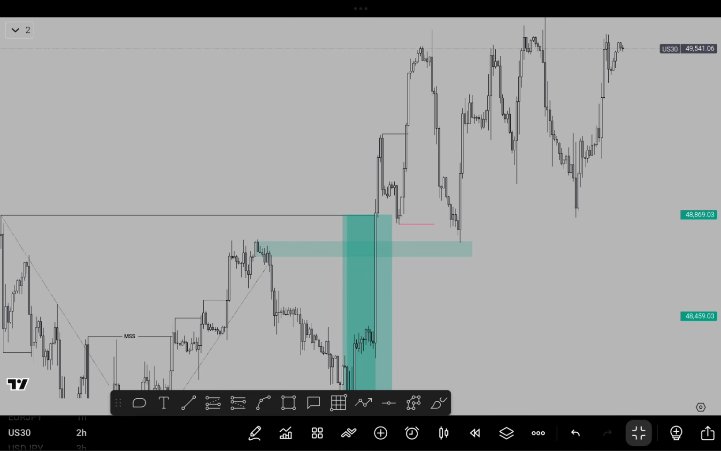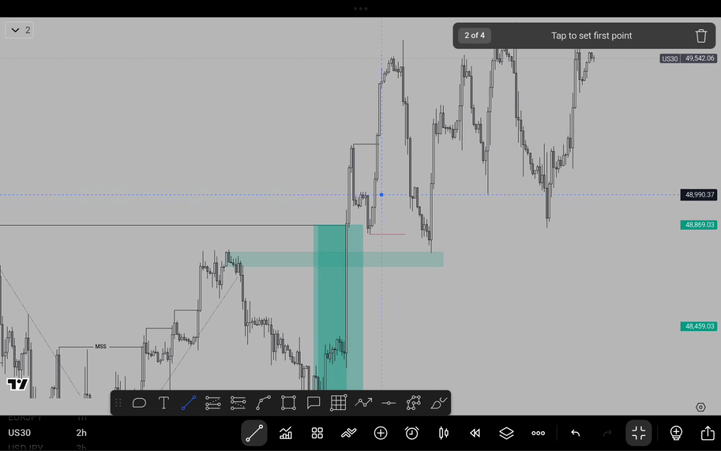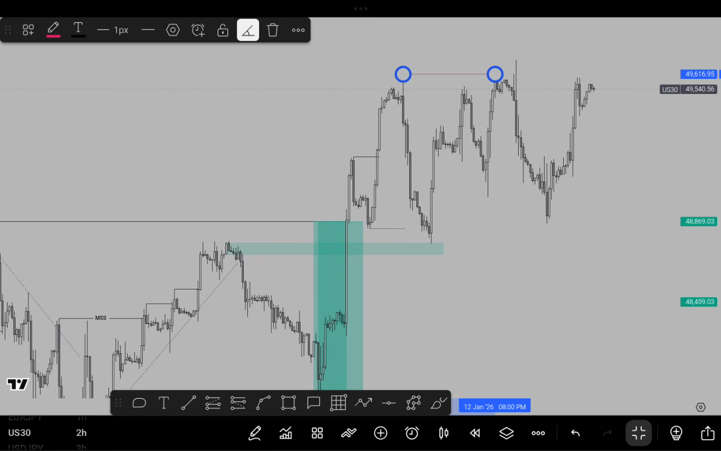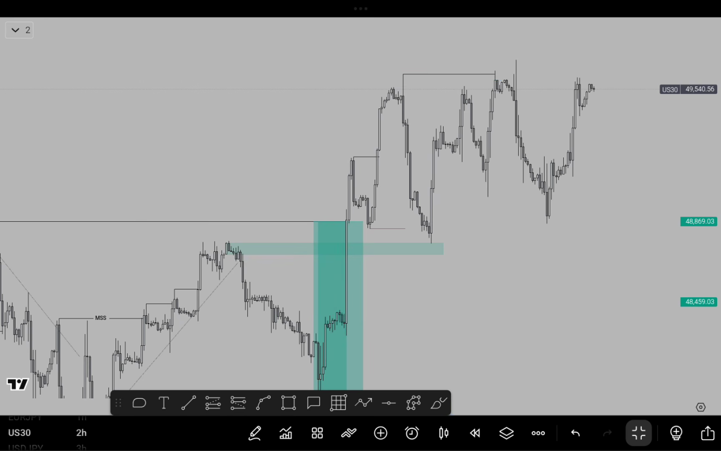So now what you have to do is wait. Patience. So now price came, painted this. So now obviously we are buying from here. Our take profit should be at this high. It should be the next general liquidity, because obviously there's no next general liquidity aside from this. You get me?